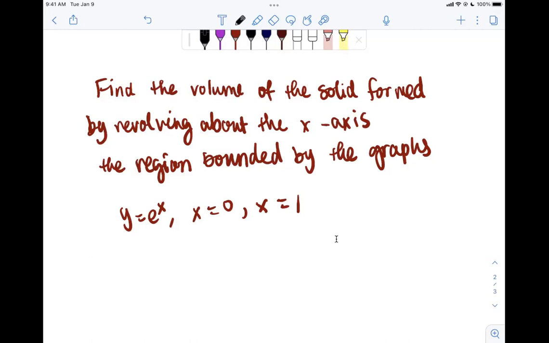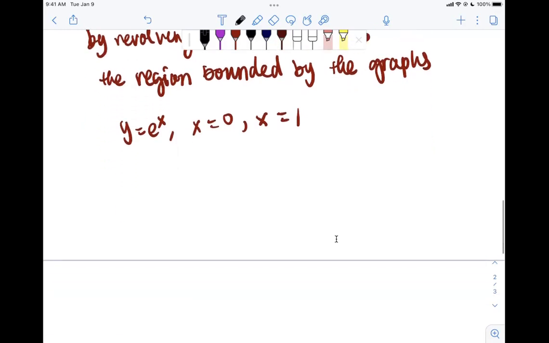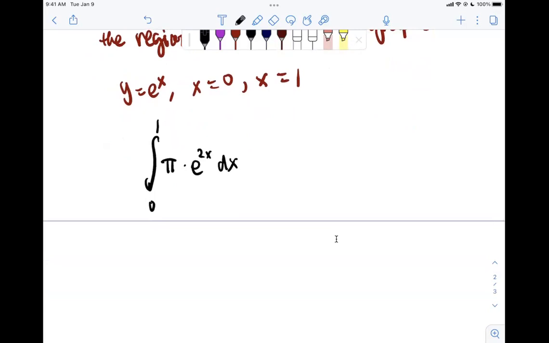All right, so let's see what this answer is. We're just going to have our integral from 0 to 1 of pi times e to the x squared, so that's e to the 2x dx. All right, so what's an antiderivative of e to the 2x?